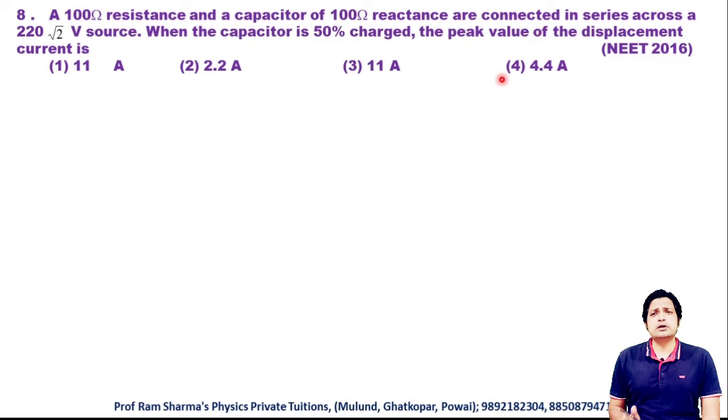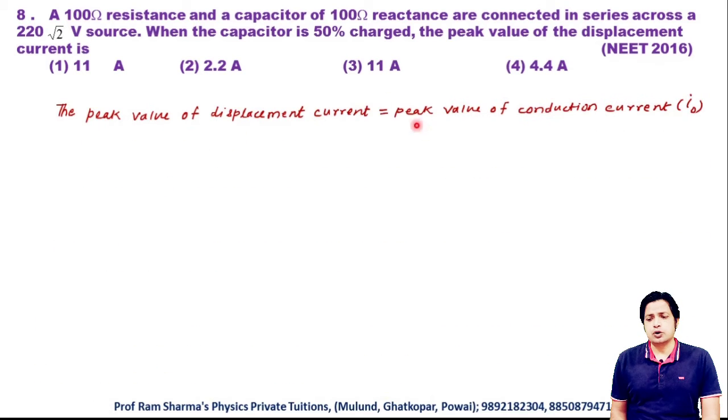Now you have to understand that displacement current and conduction current are always equal. So the peak value of displacement current will be equal to the peak value of conduction current. So ultimately they have asked you I naught, and we know I naught is equal to E naught by Z. E naught is 220 root 2, and Z is root of R square plus XC square.